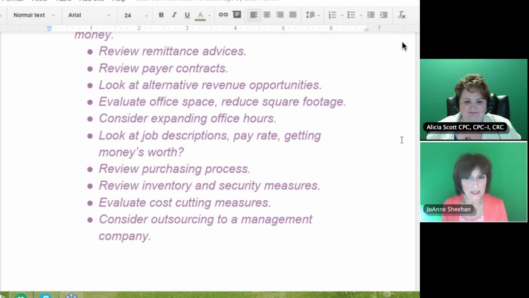Review your purchasing process as well as the inventory and any security measures. I hate to say this about humans, but I've seen people walk out with staple guns and paper clips and think they own it, and the doctor's the one that's paid for it.